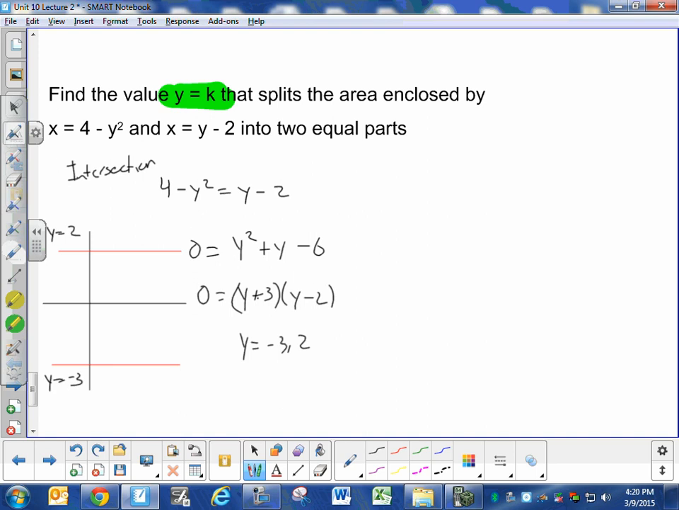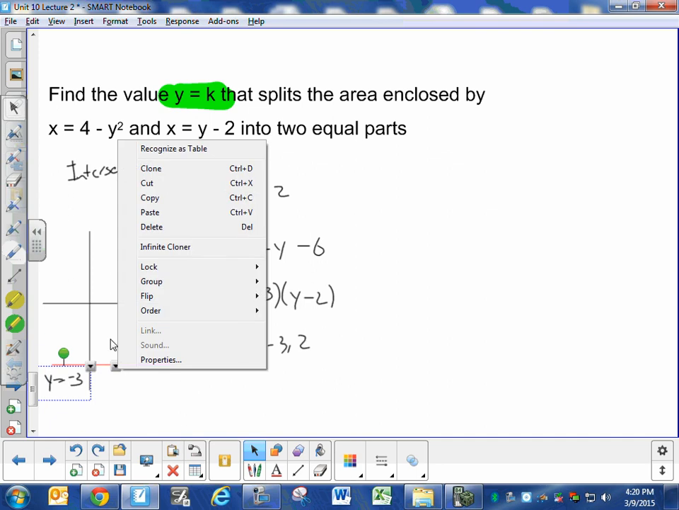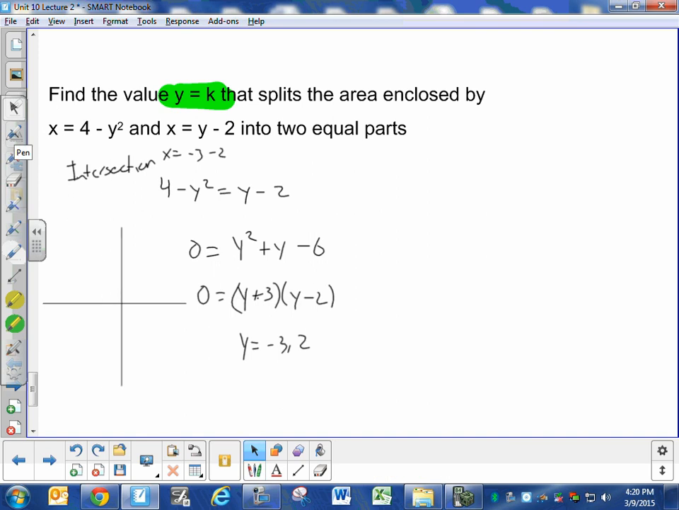And not really that region, they're going to intersect, so I don't need this. I don't know why I put this here. But we'll find the points where the two graphs intersect. So when y is negative 3, we'll get x is negative 5. So that point is negative 5, negative 3.